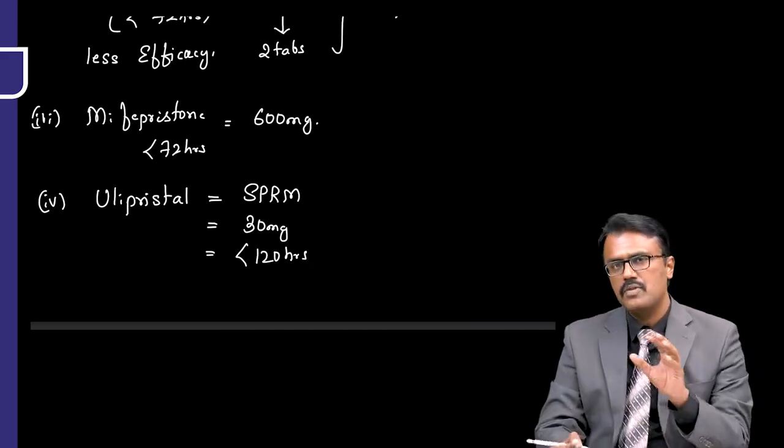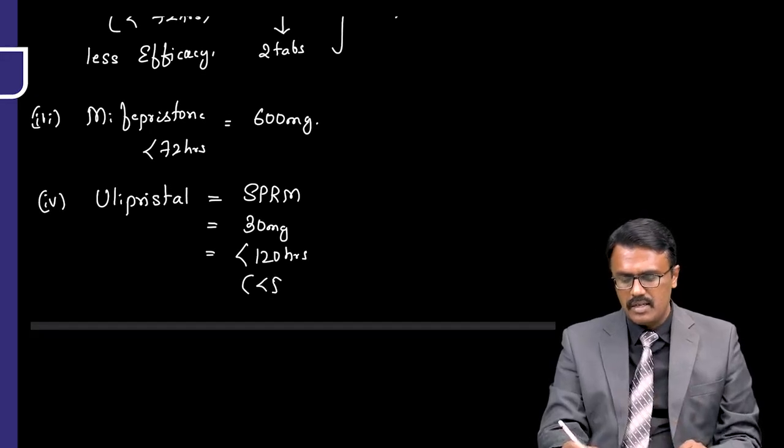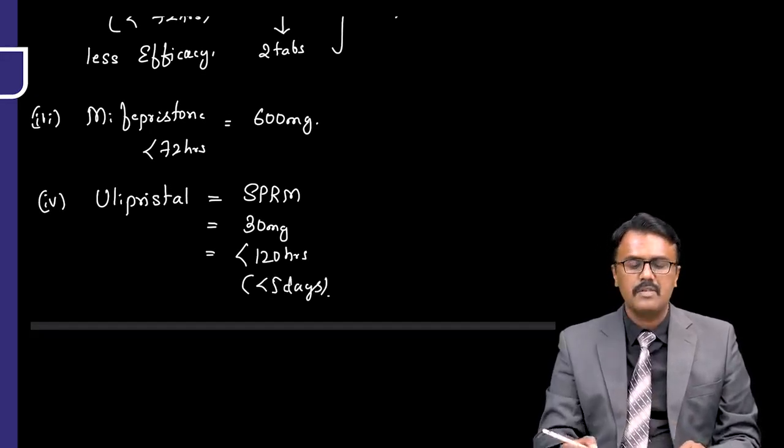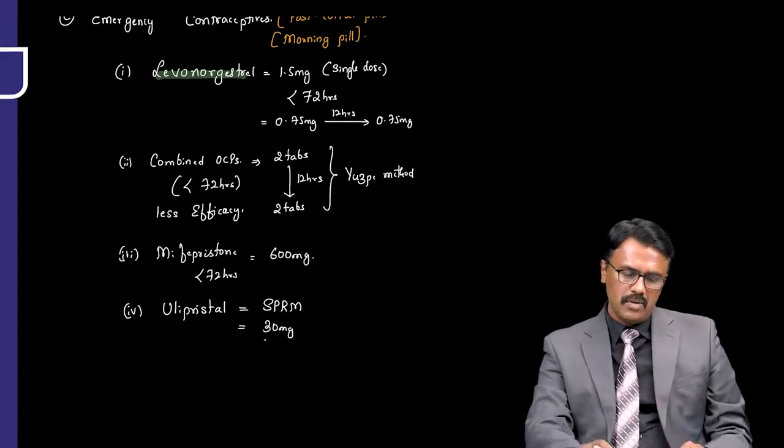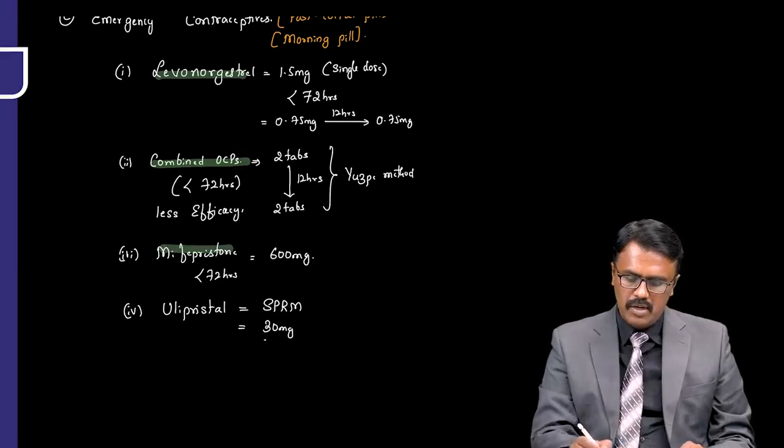So most of them are used within 72 hours. This is the one which can be used up to 120 hours, that is less than 5 days. So that is the specialty of this. So this can be a question for you: levonorgestrel, combined OCPs, mifepristone, and ulipristal.